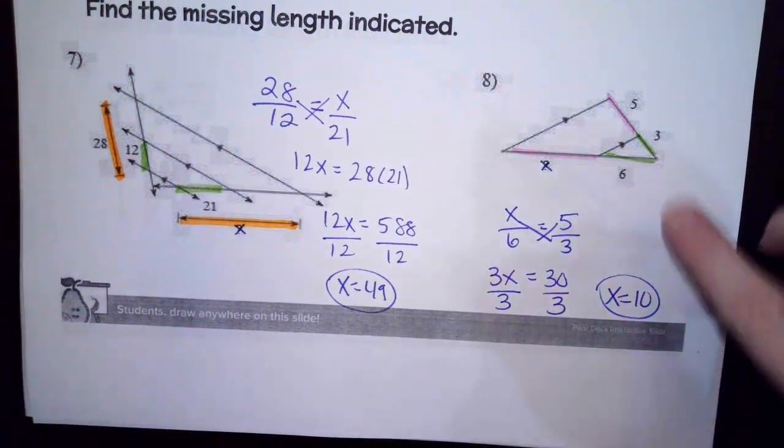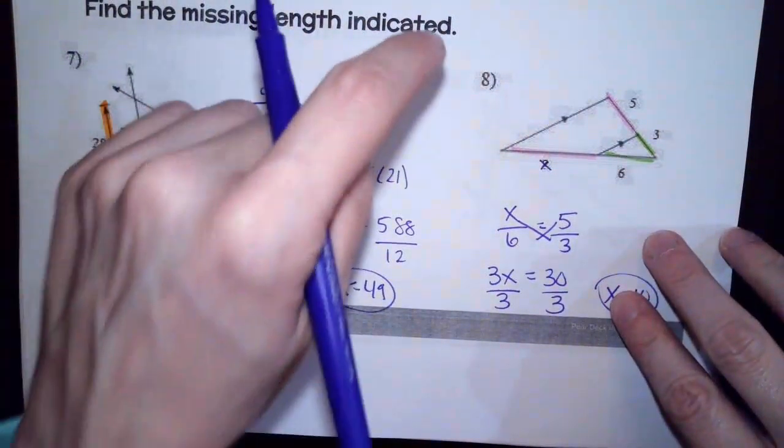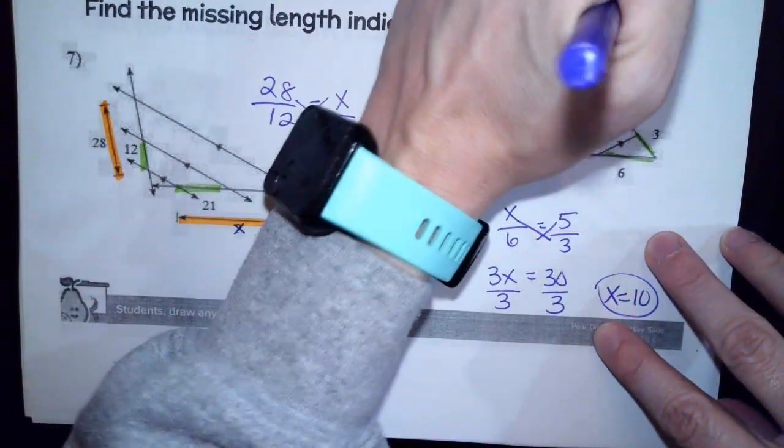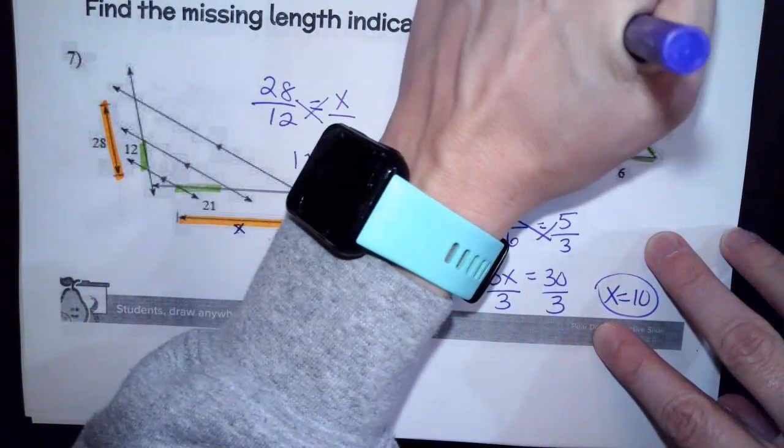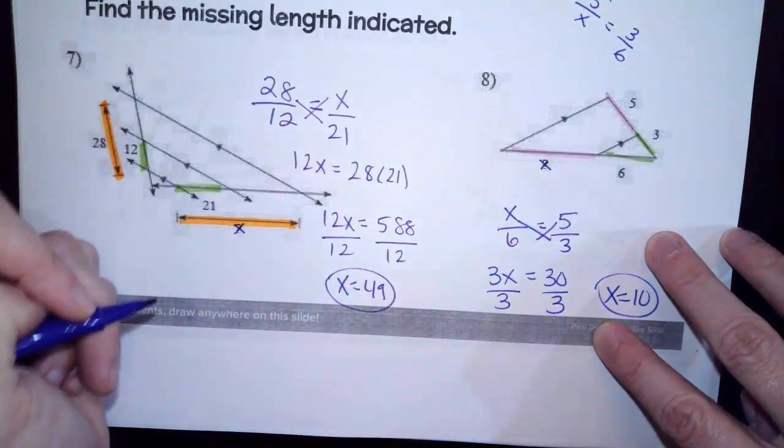I could have also, if I wanted to, done 5 over x equals 3 over 6. I would have gotten the same thing.